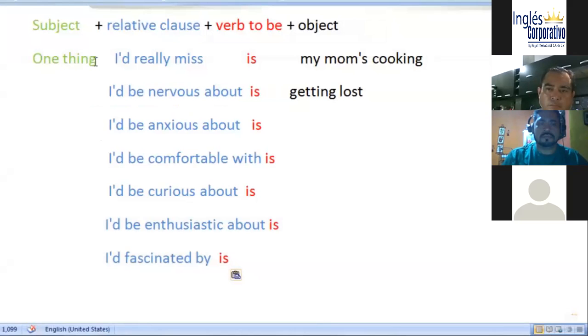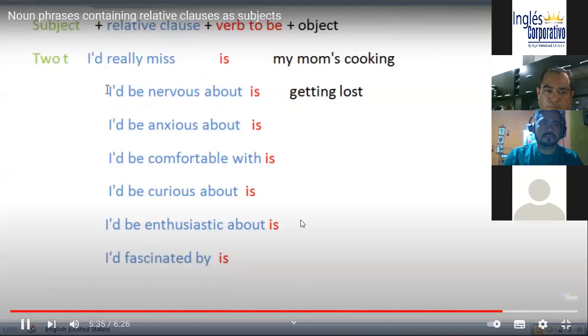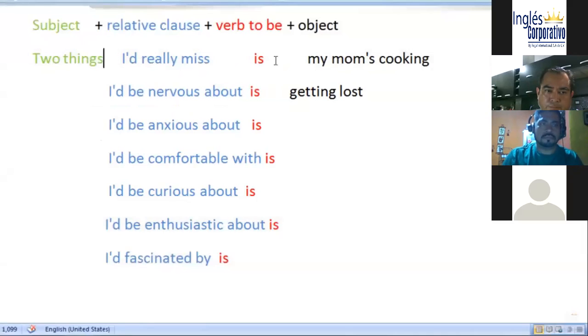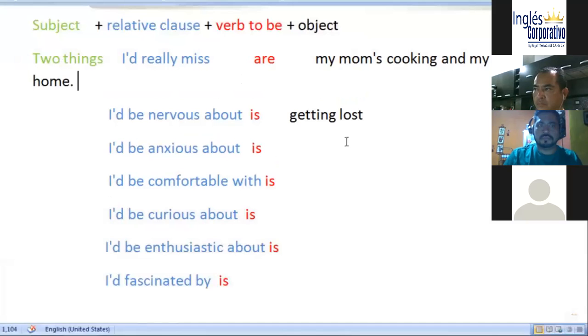Just one last thing that I would like to mention, that if I change the subject to plural, okay, I will need to change the verb to be, and I will also need to change the object, because both things need to be plural. They need to match with whatever the subject is. For example, two things I really miss are my mom's cooking and my room at home. Okay, that's just to give you an example. And if the subject changes to something plural, then you will need to do the same for the rest.